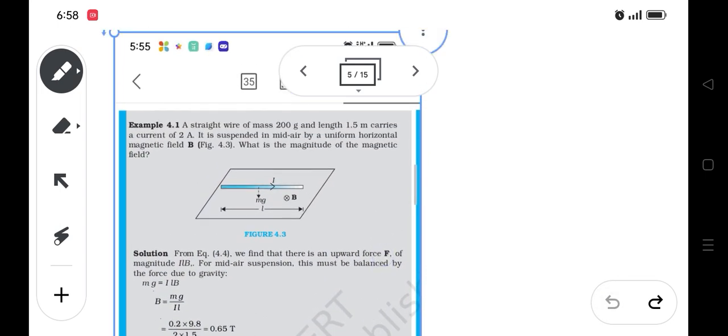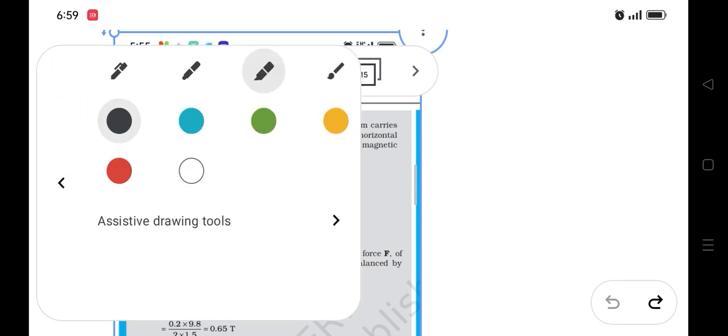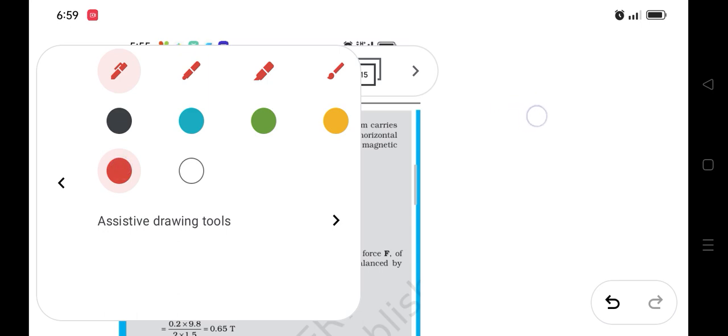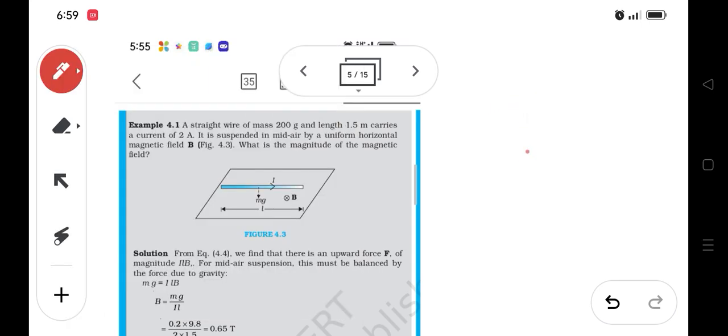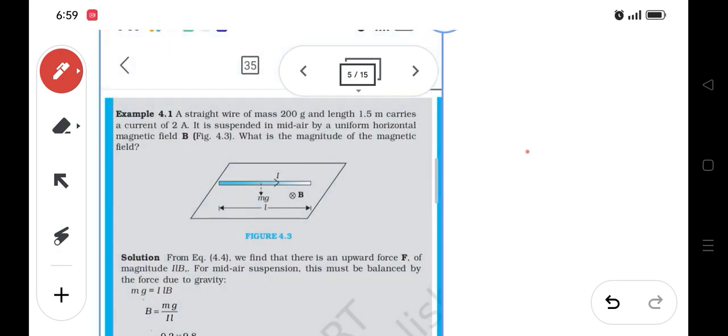A straight wire of mass 200 gram and length 1.5 meter carries a current of 2 ampere. It is suspended in mid-air by a uniform horizontal magnetic field B. What is the magnitude of that magnetic field? That's the question.